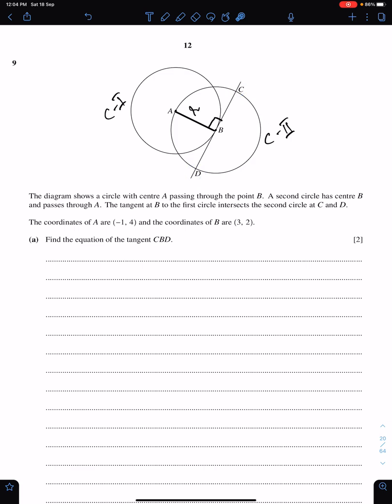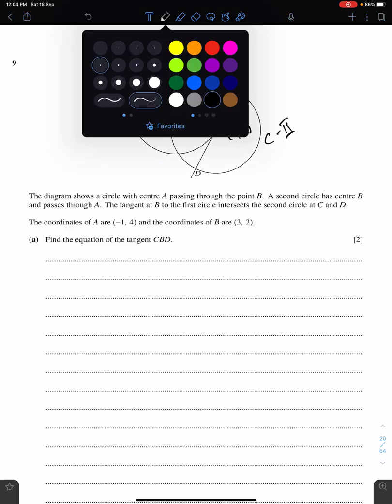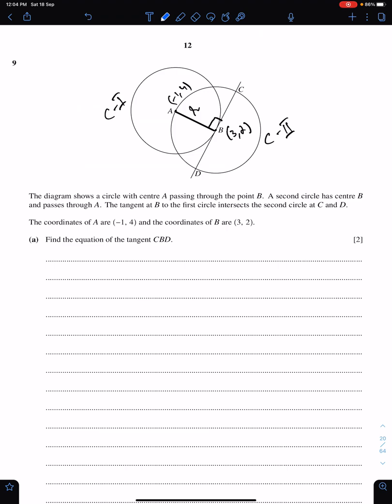And the coordinates of the centers are given for both the circles. Center of the first circle is at A with coordinates -1 and 4, and center of the second circle is at B with coordinates 3, 2. Now the question is, find the equation of the tangent CBD.